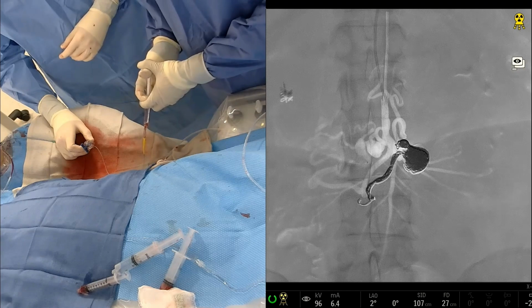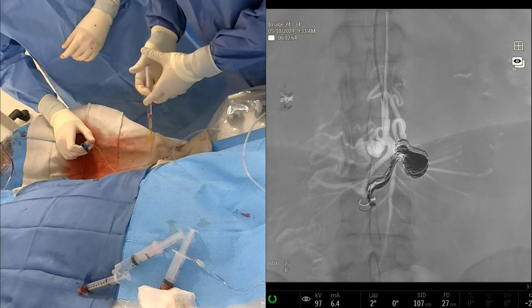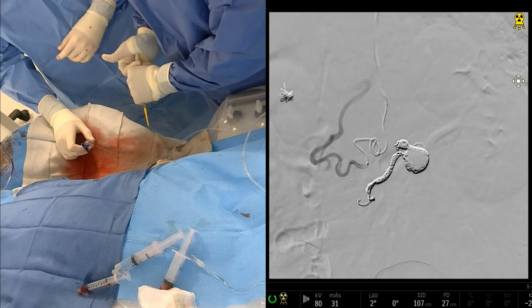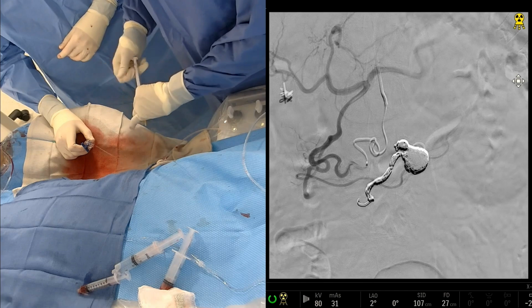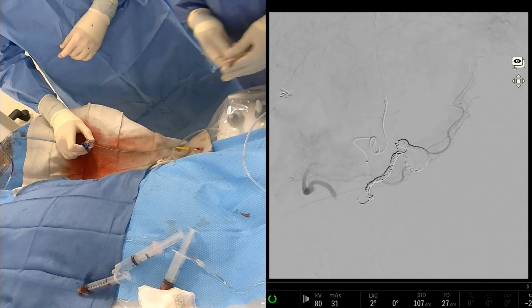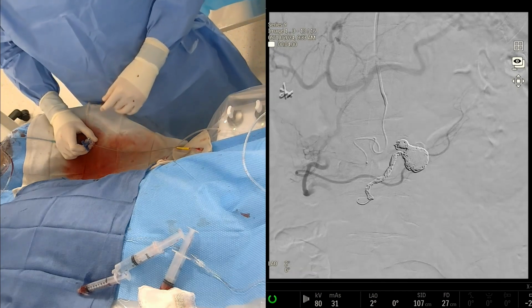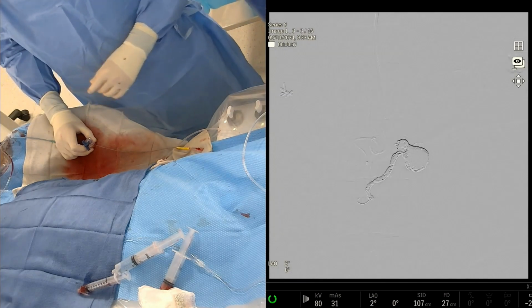It tracked fine. What do you think the diameter of the outflow vessel is? Four? This one's smaller than the previous one. So, what do you guys think? Four or five? Yeah, four. I'll go four. I would start with a 4x15.